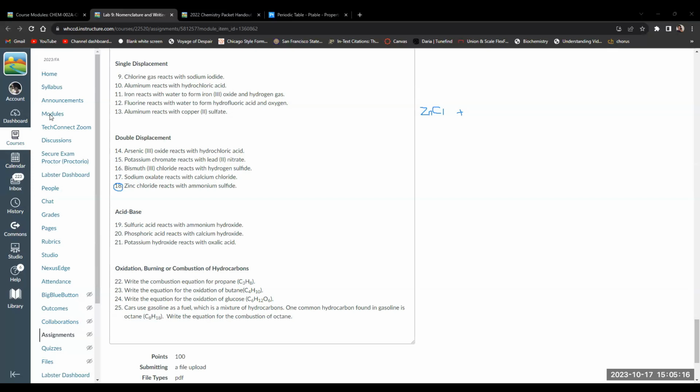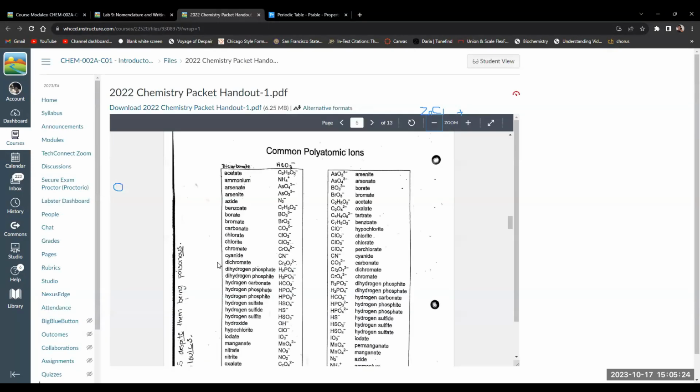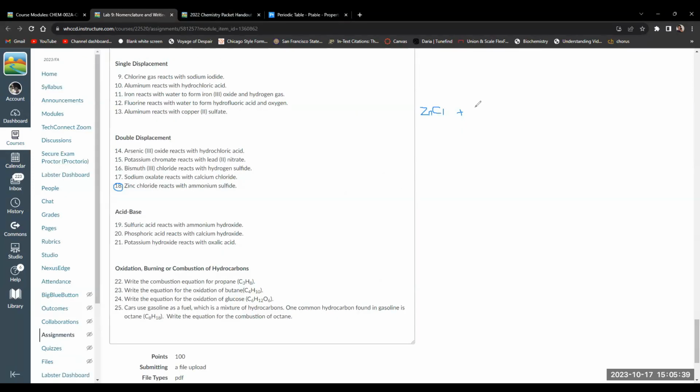So ammonium is not on the periodic table. It's actually a polyatomic. Here it is. It's the second one. So NH4 and sulfide.